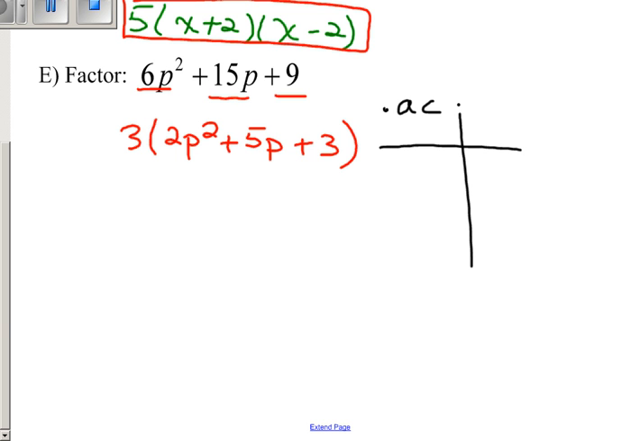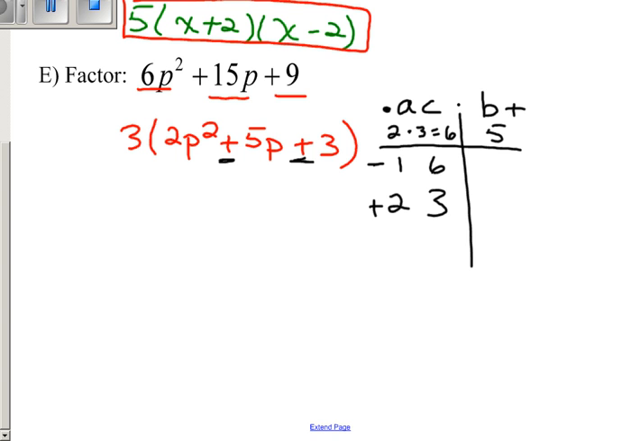A times c: what multiplies to be a times c, and adds to be b. A times c is 2 times 3, or 6. B is 5. What multiplies to be 6 and adds to be 5? Well, I can have 1 and 6, or I can have 2 and 3. If I'm subtracting, 6 minus 1 is 5.